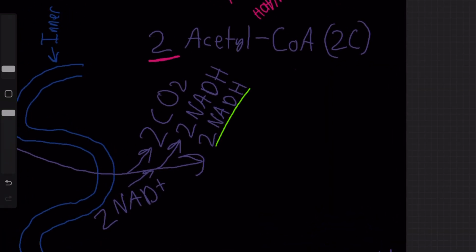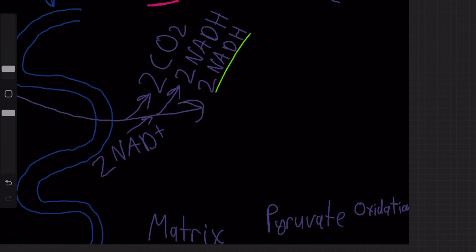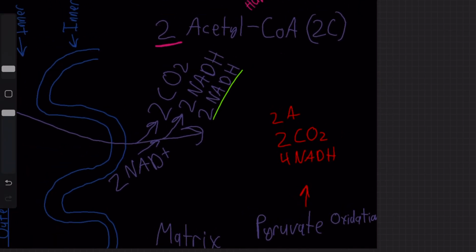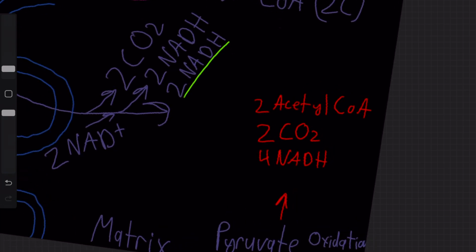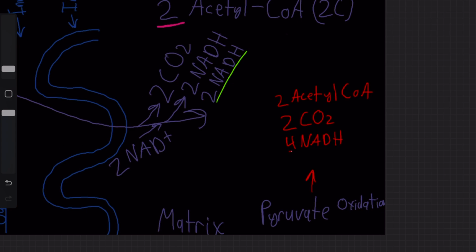So at this stage, at pyruvate oxidation, we have 2 acetyl-CoAs, 2 CO2s, and 4 NADHs. But that we don't really have to worry about, but we'll write it down. Acetyl-CoA. So now, as you can see here, we have 4 NADHs from this reaction.